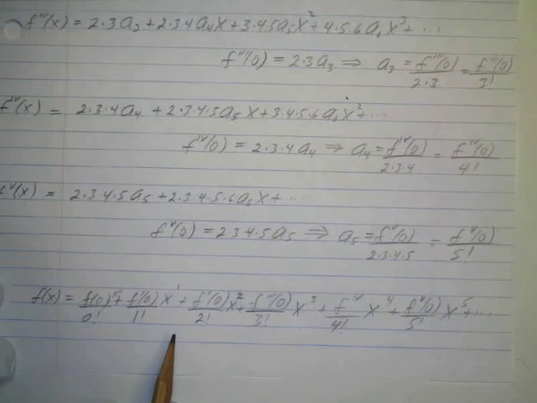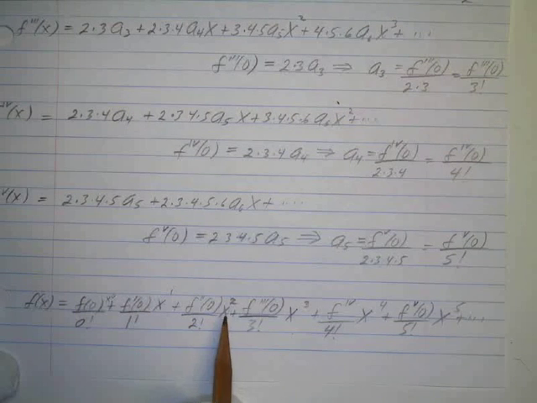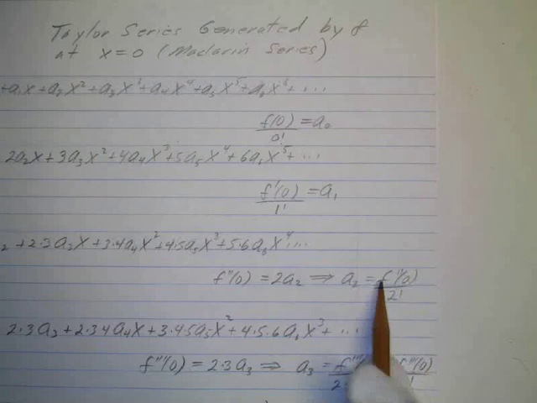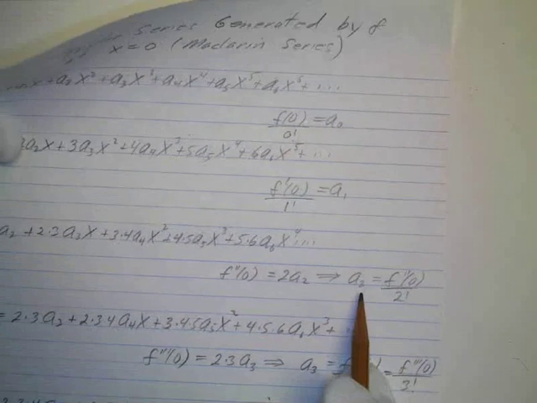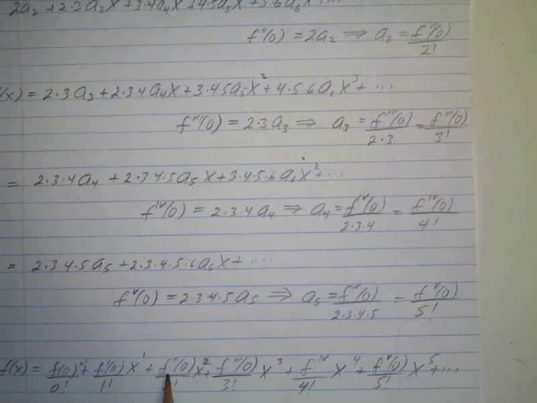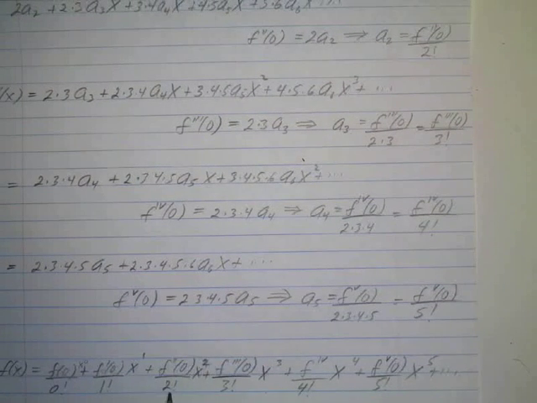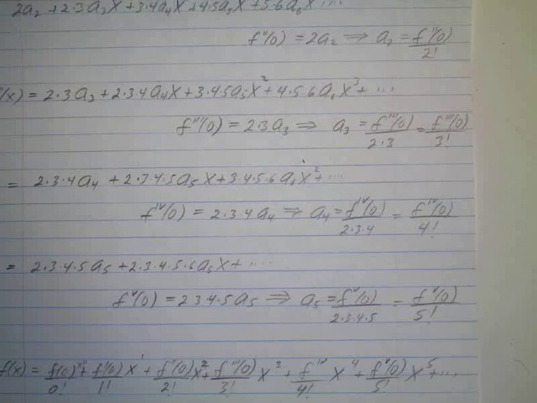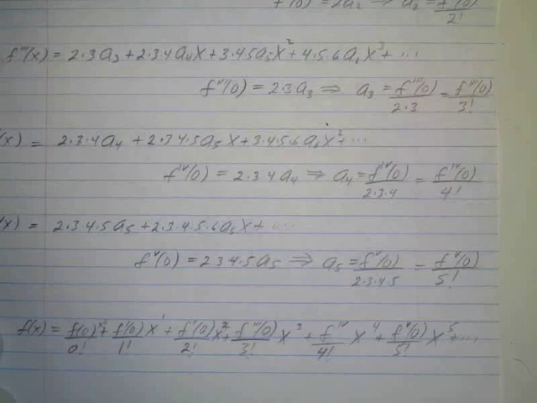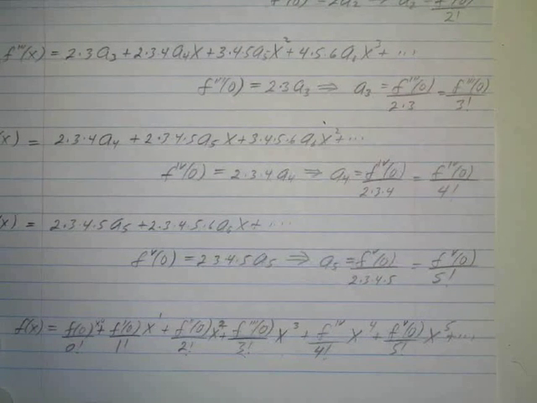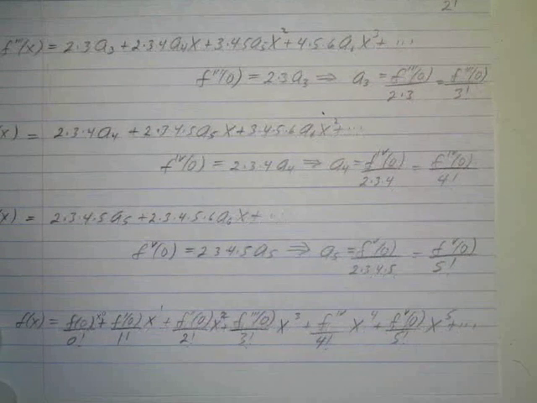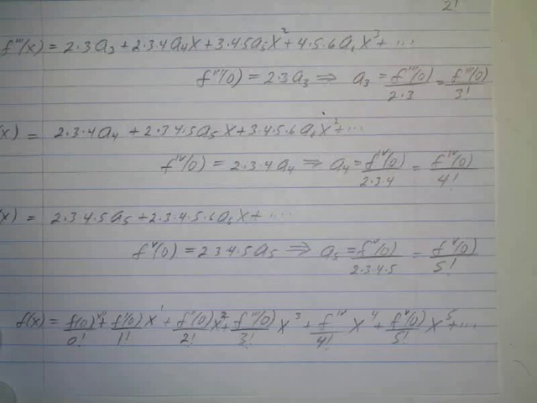And then if we look at a sub 2, a sub 2 over here was f double prime. Second derivative, 2 factorial, that's going to be times x squared. So we have second derivative, second power, 2 factorial. The next one would be third derivative, third power, 3 factorial. Fourth derivative, fourth power, 4 factorial, etc. All right, so you see the pattern. It's a very easy formula to remember how to derive these polynomial approximations for these functions by using the derivatives of the functions.